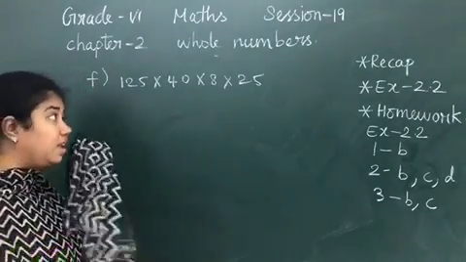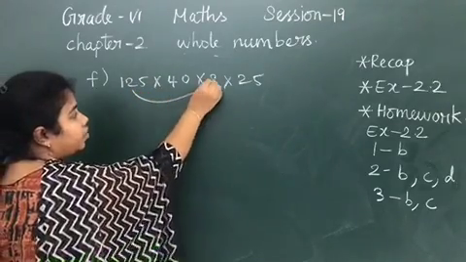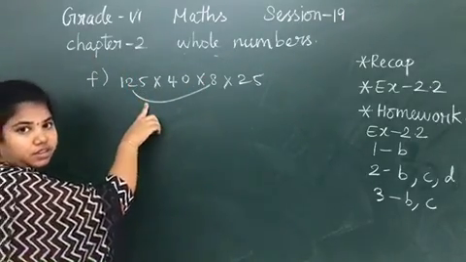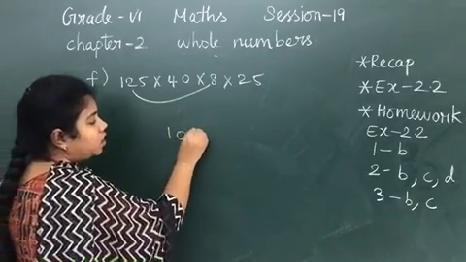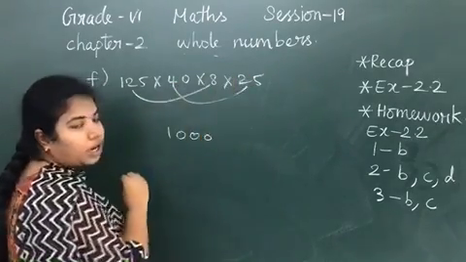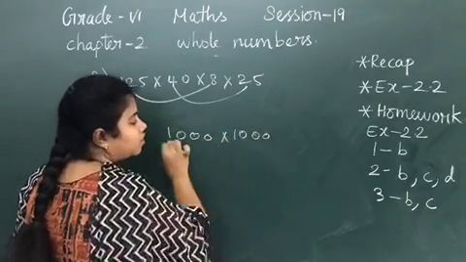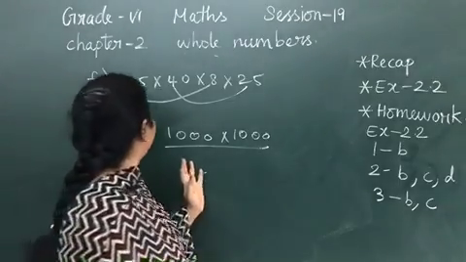This is so simple. Even this you can do as homework. See, 125 into 8. In the previous sum itself we have solved with this number. 125 into 8 is 1000. And in the same way, 40 into 25, if you multiply, you will also get 1000. So 1000 into 1000 is your answer. Can you understand? Even this you can do as your homework.